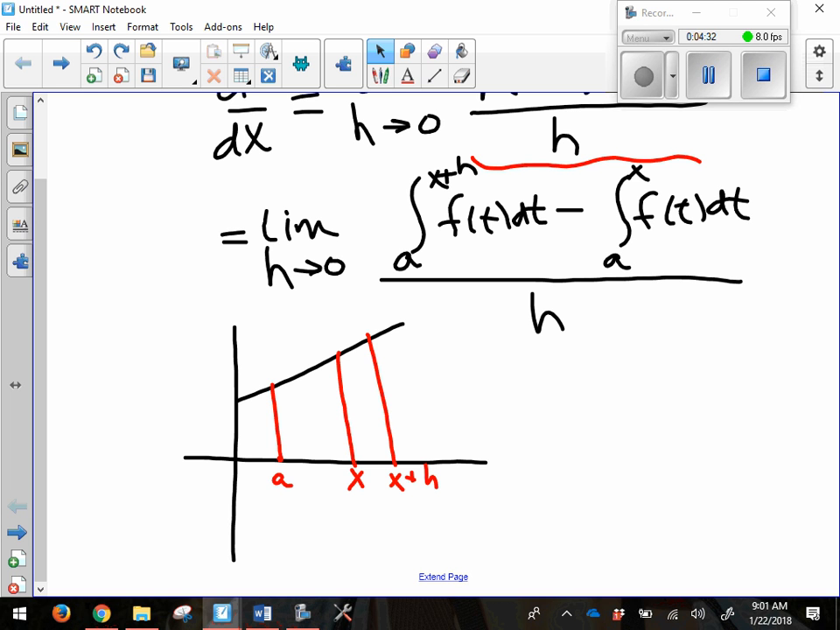So my first integral up here that goes from a to x plus h is going to be all of this area, right?